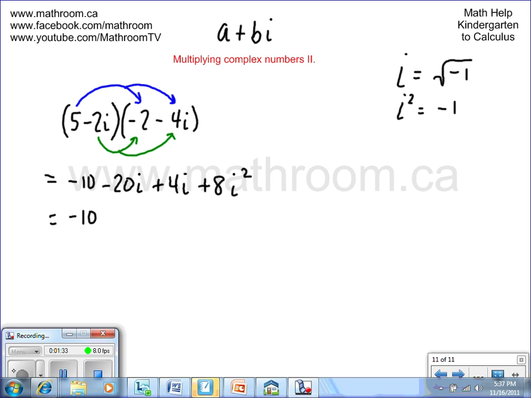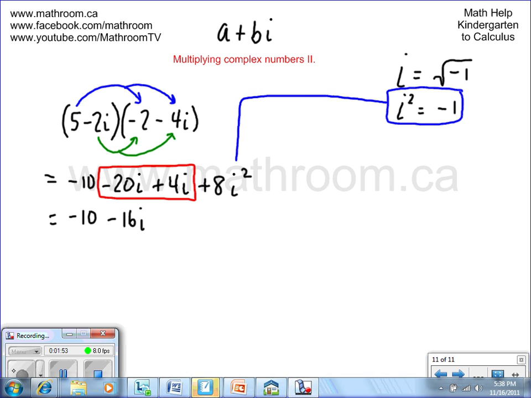We have minus 10. We can put these two terms together. Okay, so minus 20i plus 4i is minus 16i. And now we cannot forget that i squared equals minus 1. So we must put a minus 1 in here. So we're going to go plus 8, and we're going to put a minus 1 in here instead of the i squared.